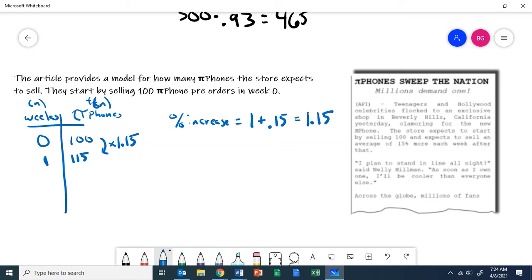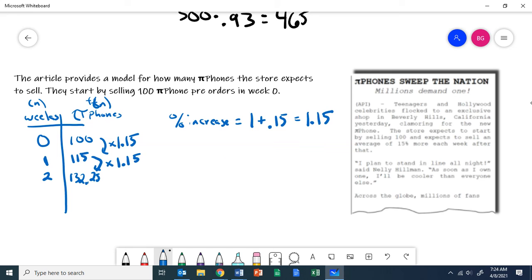And that's week 1. Now to get week 2, you're going to do the same thing, but you have to go off of week 1. We're 15% more than week 1 now again. So we need to multiply 115 times 1.15, and I'm going to leave this just as a decimal here, that gets us 132.25 PiPhones. Now, obviously, it doesn't make sense to have 0.25 PiPhones, but that's what we're going to go with here.